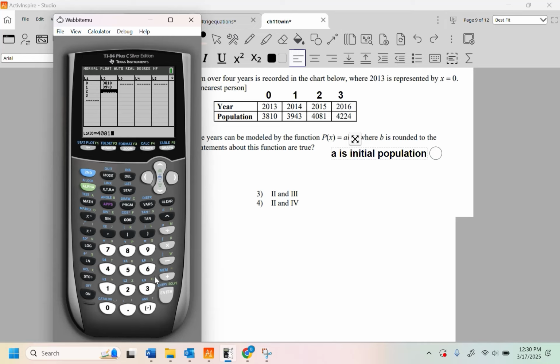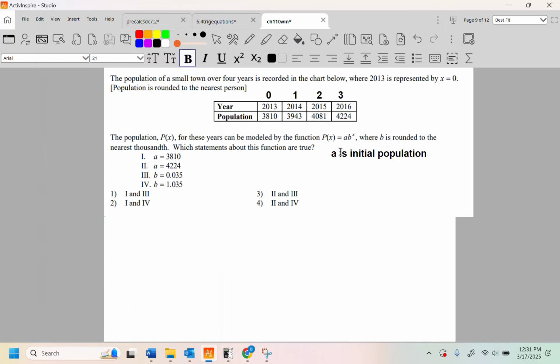Now, they tell you it's exponential. Y equals a times b to the x is exponential, which is something I should probably write down. The form they're giving you is exponential growth, that a times b to the x is exponential.